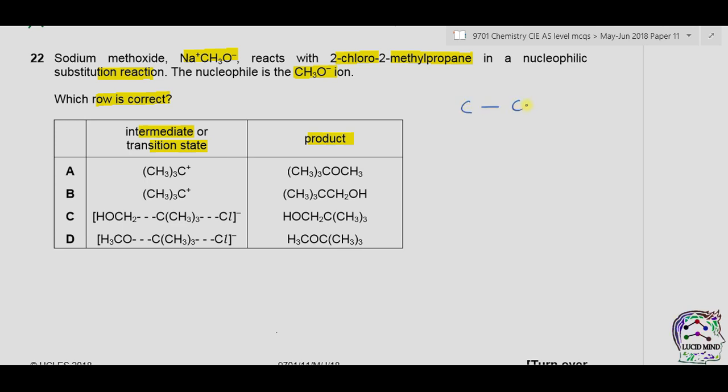So in the long chain we have 3 carbon atoms as it is propane. On the second carbon we have chloro, and we also have a methyl group attached. As we can see, the electronegative chlorine is attached to this carbon atom, which is directly attached to 3 alkyl groups, so therefore this is a tertiary halogenoalkane. And in a tertiary halogenoalkane, the nucleophilic substitution reaction takes place in such a way that this compound is first converted into this product, which is a carbocation.